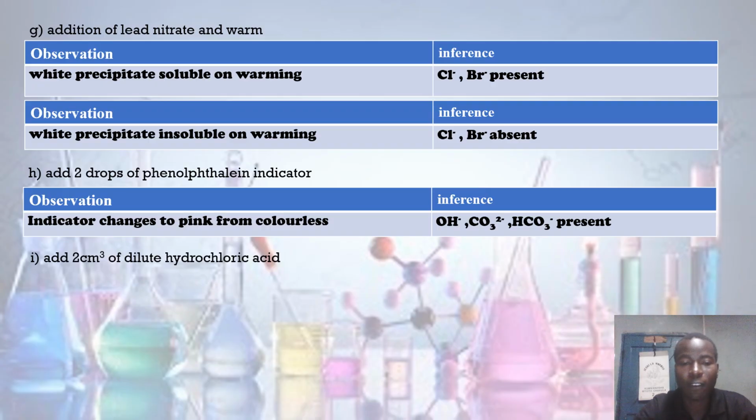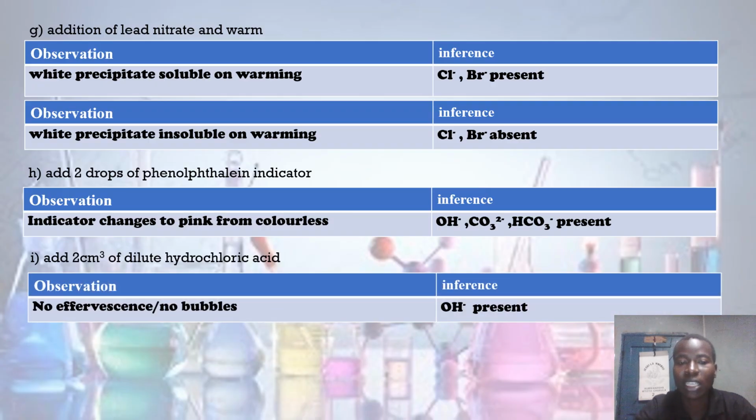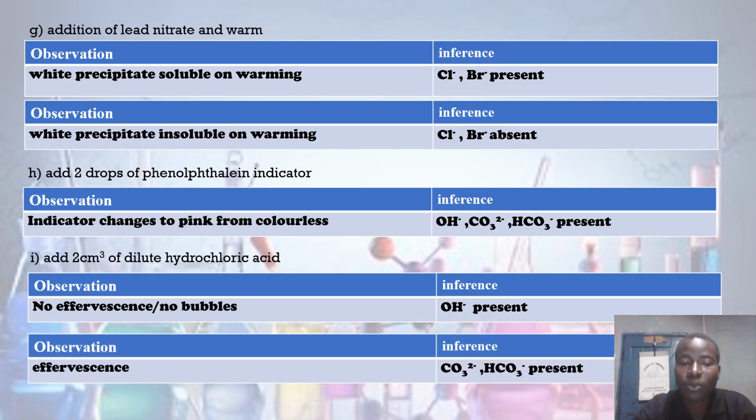When you add, for instance, hydrochloric acid to it, and you don't see bubbles, where you'll say there is no effervescence, or you say there are no bubbles, it implies that the hydroxyl ions are present. But if you see bubbles, it will mean that the carbonate ions or the hydrogen carbonate ions are present.